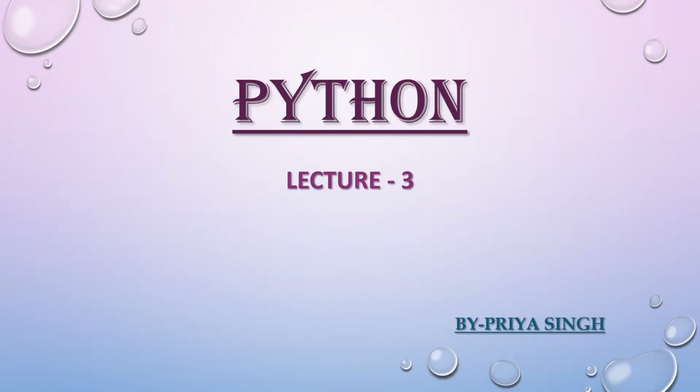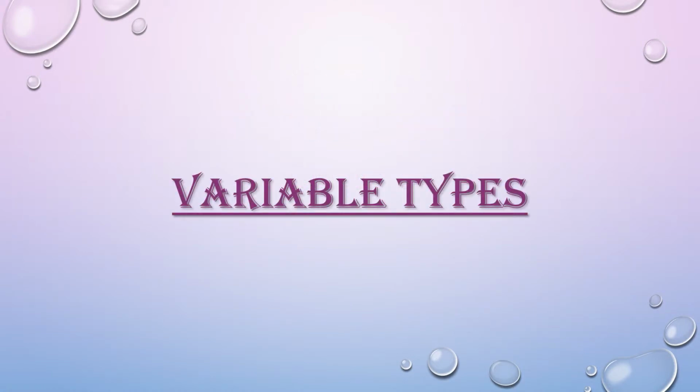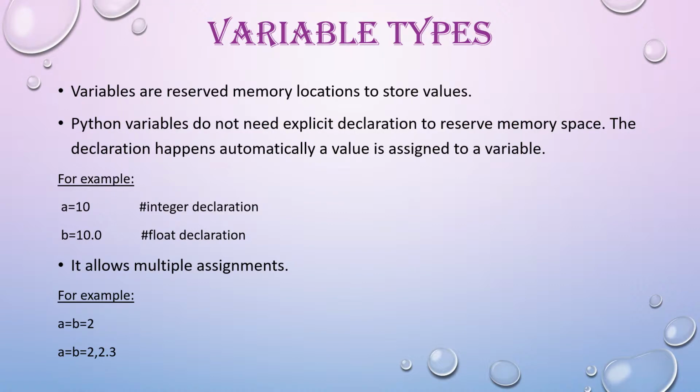So, this is the third lecture of the Python technology. Here, we will discuss the variable types. Variables are reserved memory locations to store values. That is, variables take some memory to store some values in it. Python variables do not need explicit declaration to reserve memory space. The declaration happens automatically when a value is assigned to a variable. So we will understand this by an example here.